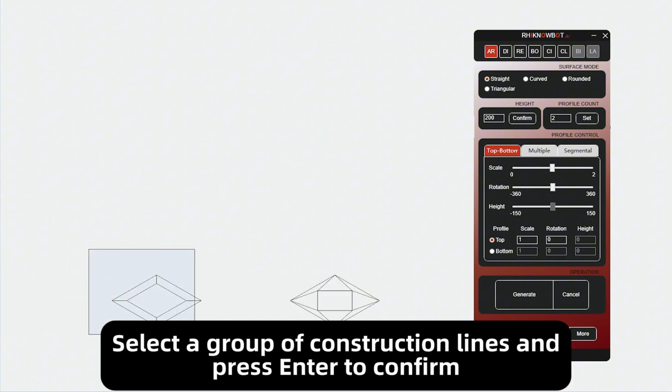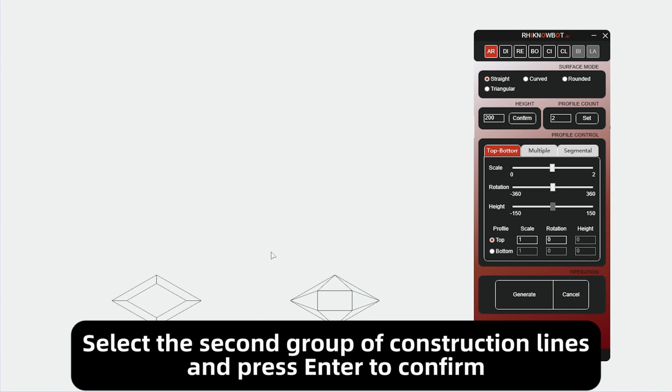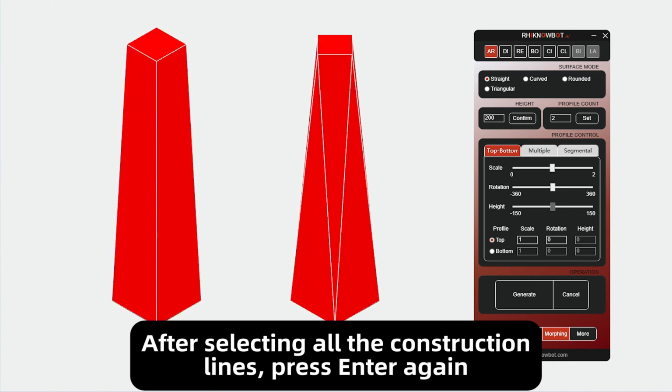Select a group of construction lines and press Enter to confirm. Select the second group of construction lines and press Enter to confirm. After selecting all the construction lines, press Enter again.